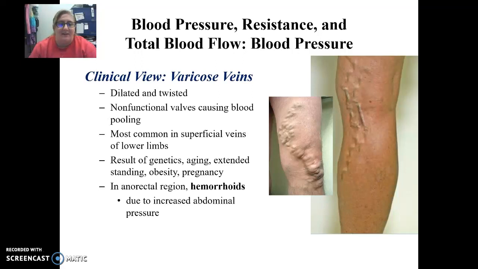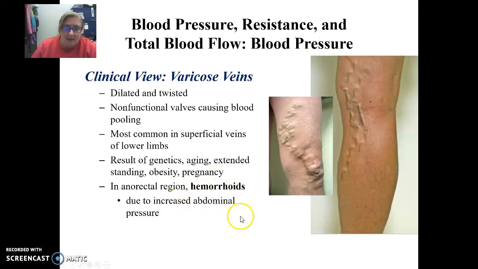So we were talking about varicose veins. And when the valves don't work, then blood is going to pool, and that can cause this disfigurement. Typically we see these in the legs, but you can see them in a lot of areas of the body, including in the anal region.